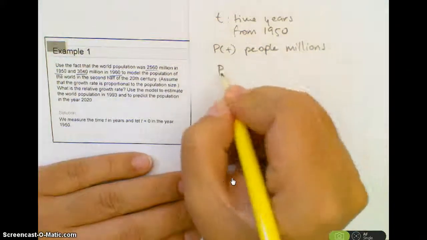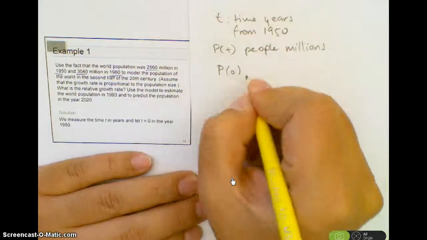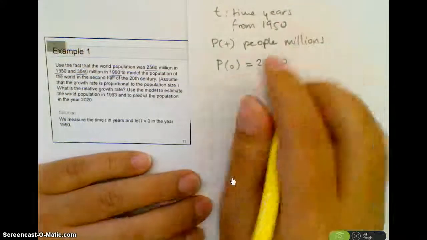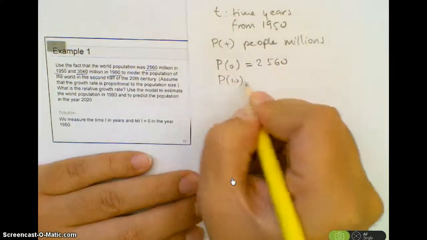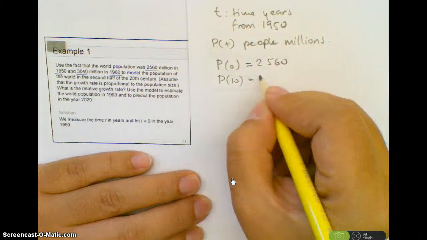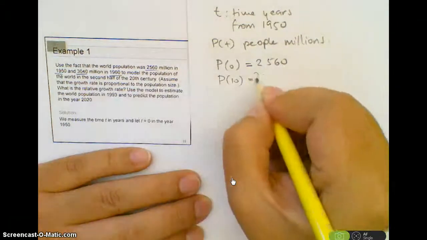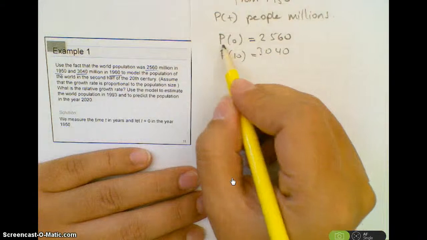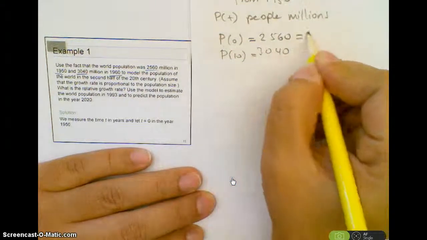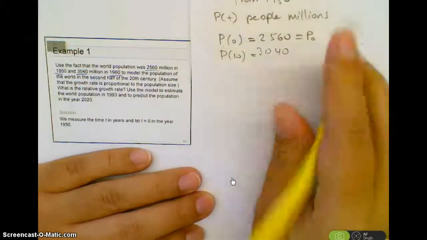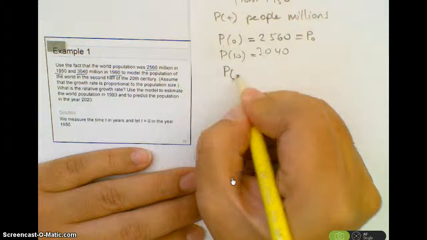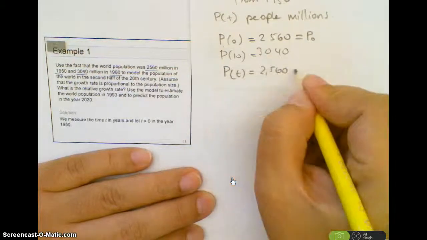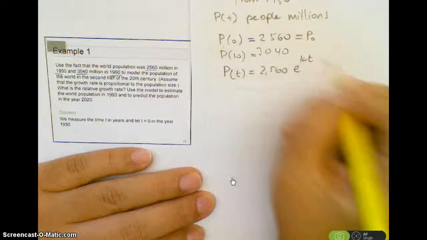So I know that p of 0 is 2,560, and I know that p of 10 is 3,040. So since I know p of 0, this is the one that we call p sub 0 in our formula. So when I write it, I write p of t equals 2,560 e to the kt.